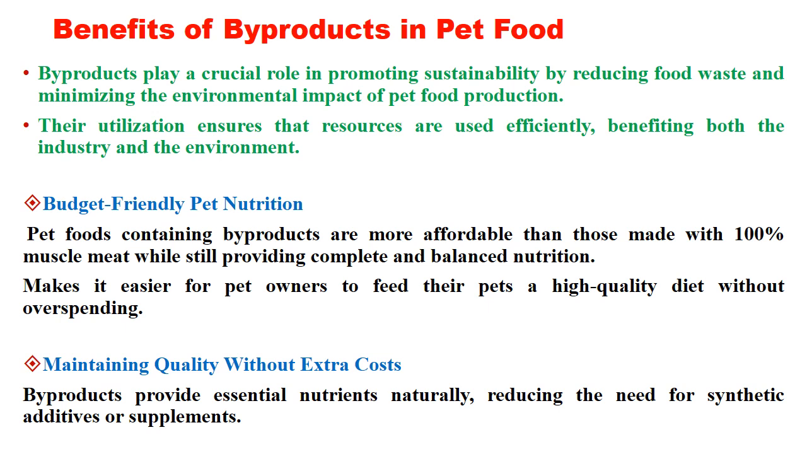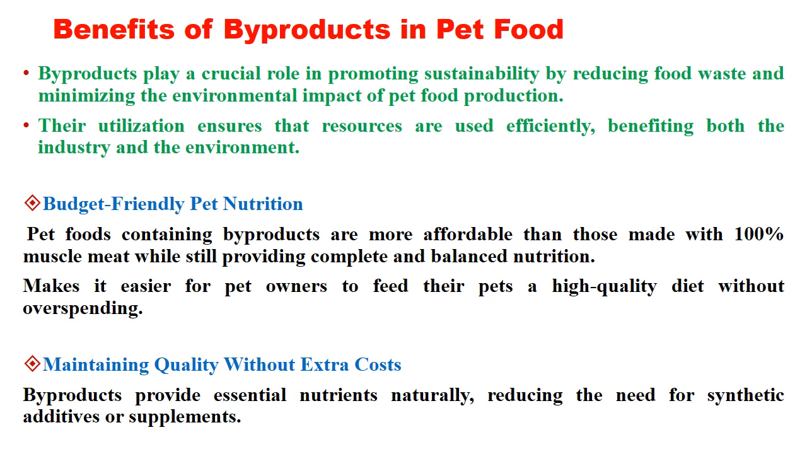So here we can see that budget-friendly pet nutrition is possible by the use of byproducts. The pet foods containing byproducts are more affordable than those made with 100% good quality meat or prime meat, while still providing complete and balanced nutrition. Prime meat is not suitable or possible to include in pet foods, which would make them more costly. Further, making use of byproducts makes it easier for pet owners to feed their pets a high quality diet without overspending.